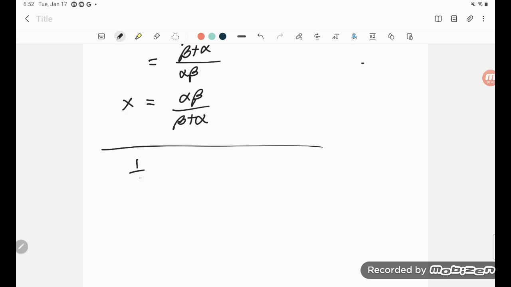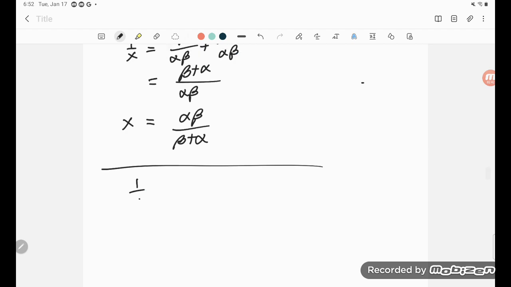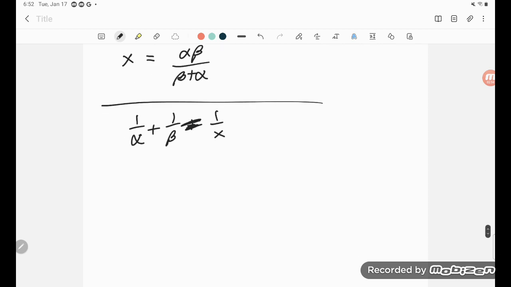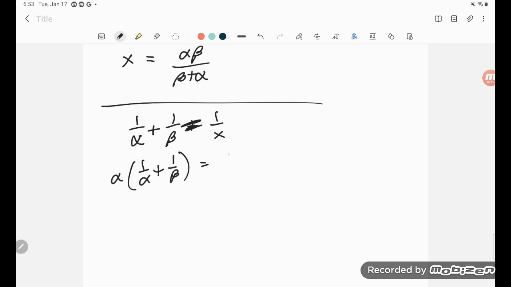So I have 1 over alpha plus 1 over beta equals 1 over x. Well, I've got a bunch of stuff in the denominators, the x in particular I would like in the numerator. Well, just start multiplying through by whatever you see in the denominators. So I'll multiply both sides by alpha. 1 over alpha plus 1 over beta equals alpha over x, like that.